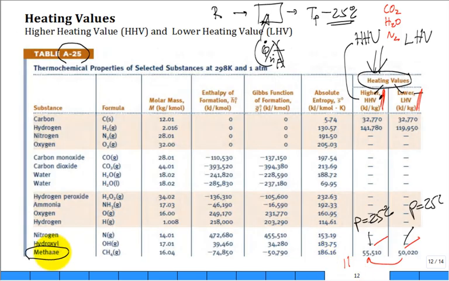Here's table A25. 50,020. Oh, that's too good of agreement, in my opinion. Come on. 4 significant digits, almost 5. I know some of you students were in Thermo 1 and statics giving me answers to 7 significant digits, which was impressive.